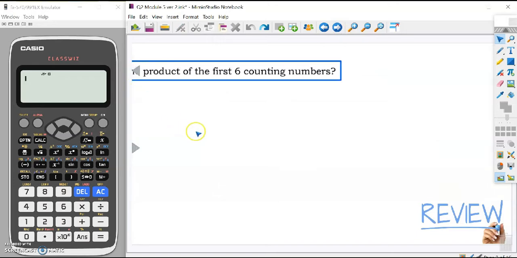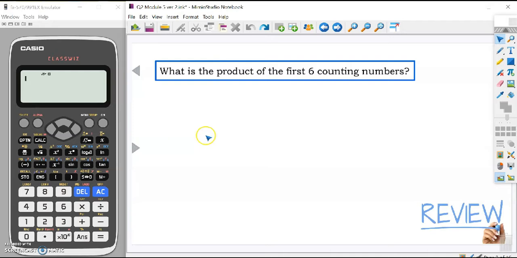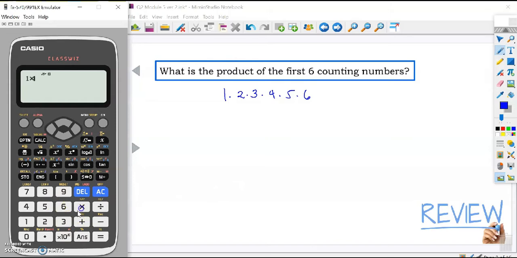Okay, let's start with this question. What is the product of the first 6 counting numbers? Counting numbers start with 1. So if we have to get the product of the first 6 counting numbers, we have 1 times 2 times 3 times 4 times 5 until 6. Let's use our calculator. So we have 1 times 2 times 3 times 4 times 5 times 6, and the answer is 720.